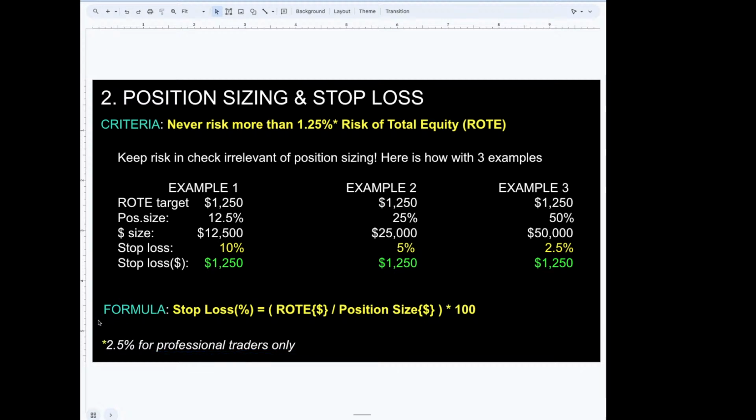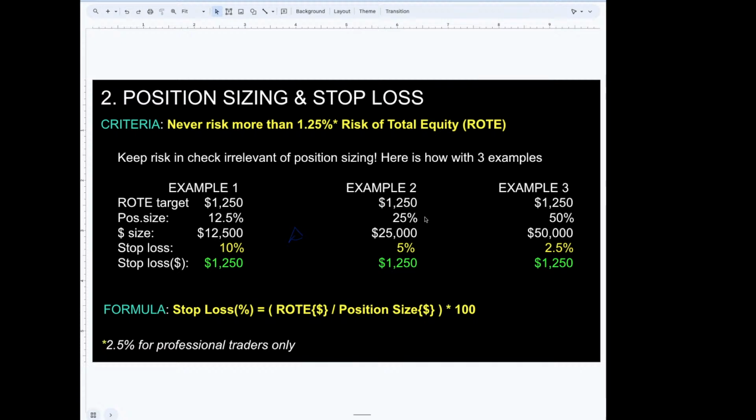Calculating your risk is relatively straightforward. The risk of total equity determined as a percentage divided by the position size gives you the stop loss percentage. For example, with a 1.25% risk on total equity and a 12.5% position size, the stop loss would be 10%. If you opt to increase your position size, say to 25%, maintaining the 1.25% risk would necessitate having your stop loss to 5%. This balance is vital to manage risk effectively.